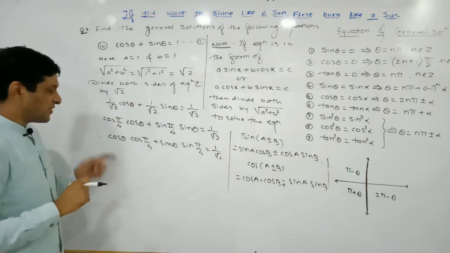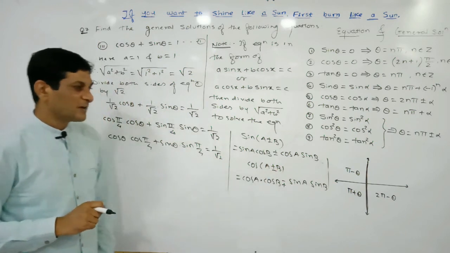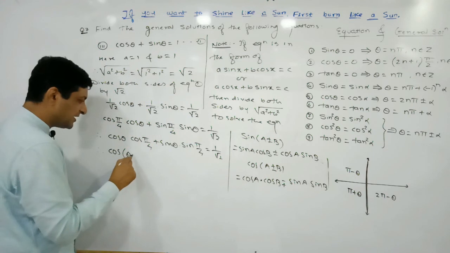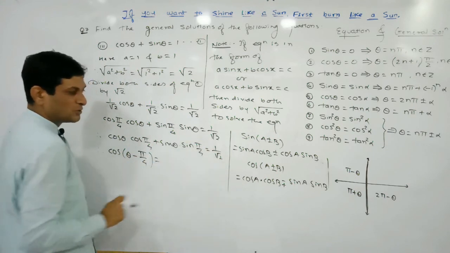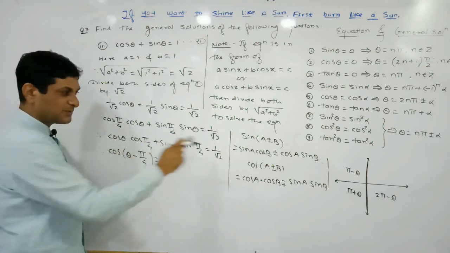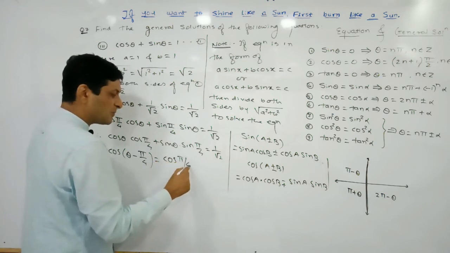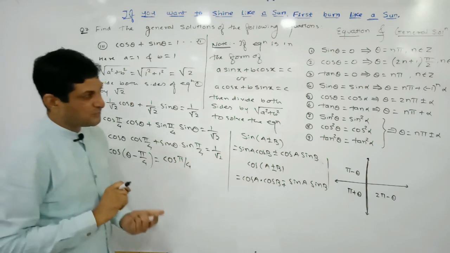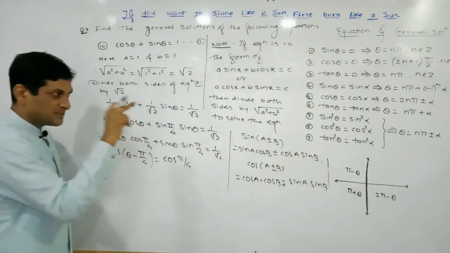Now the term is in the form of cos A into cos B plus sin A into sin B, which is nothing but the value of what? Cos(A minus B). Means here we will get cos(A minus B), where A is theta and B is pi by 4. On this side 1 by root 2 is there. On this side which trigonometric function is there? Cos. So we are converting this side also in terms of cos. So 1 by root 2 is the value of cos 45. So this equation is in the form of which formula? Cos theta is equal to cos alpha. So now the equation is in the form of the formula.